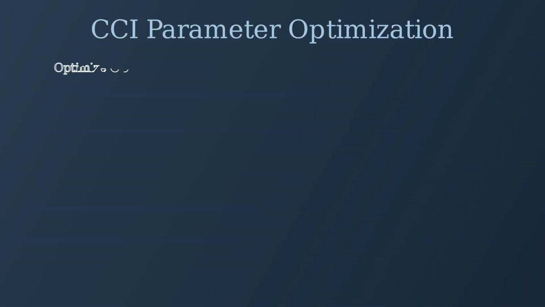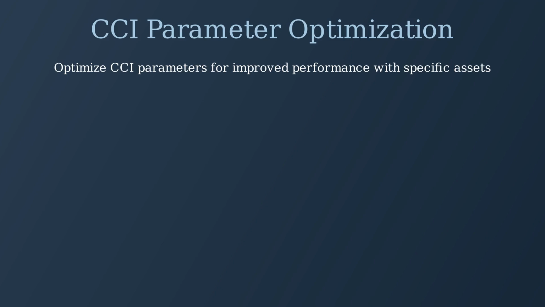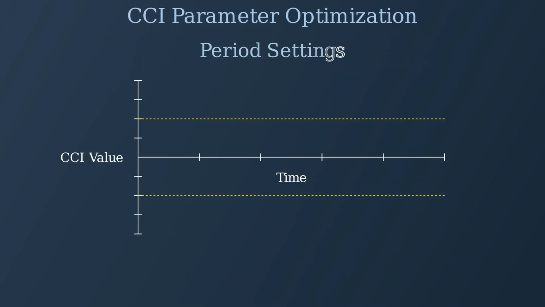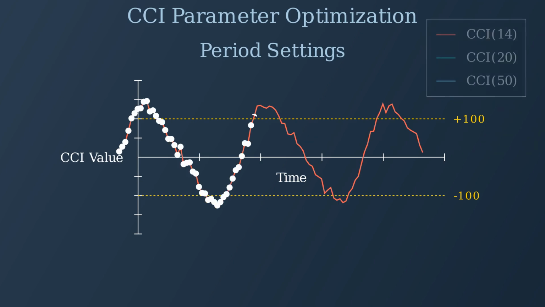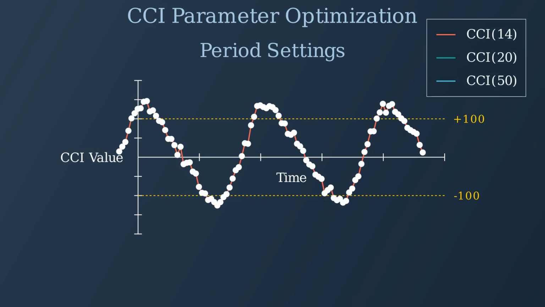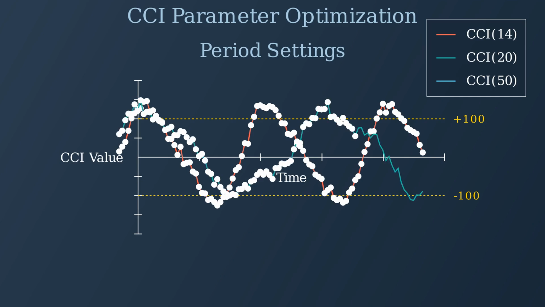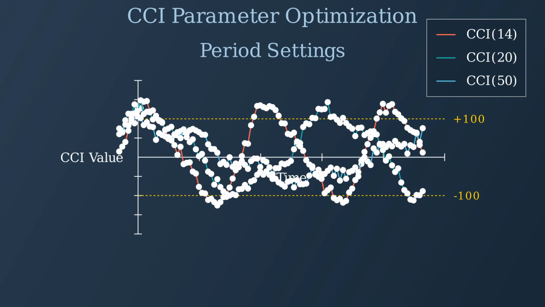Optimizing CCI parameters is essential for improving performance with specific assets. The standard CCI uses a 20-period setting, but optimizing this parameter for specific assets can significantly improve performance. Here we can see how different period settings affect the CCI indicator. Shorter periods like 14 create a more responsive but potentially noisy indicator. The standard 20-period setting offers a balance of responsiveness and signal quality. Longer periods like 50 smooth out the indicator, reducing false signals but potentially delaying entries and exits.